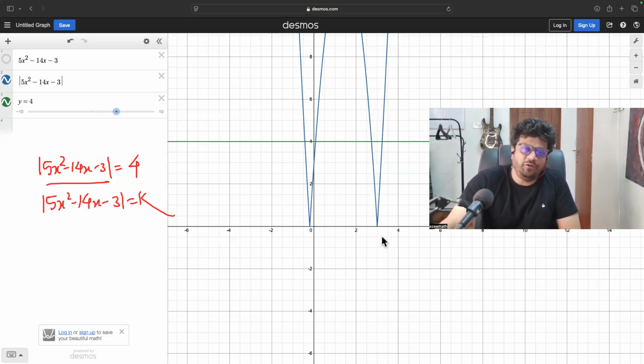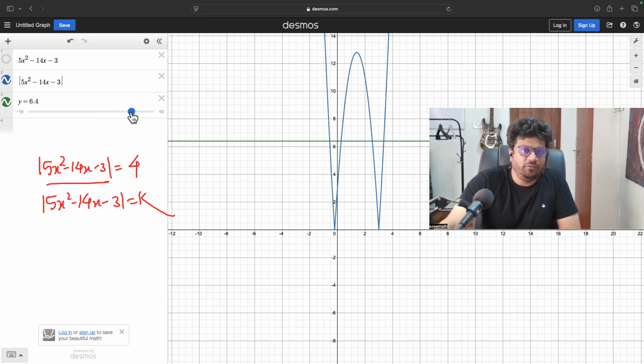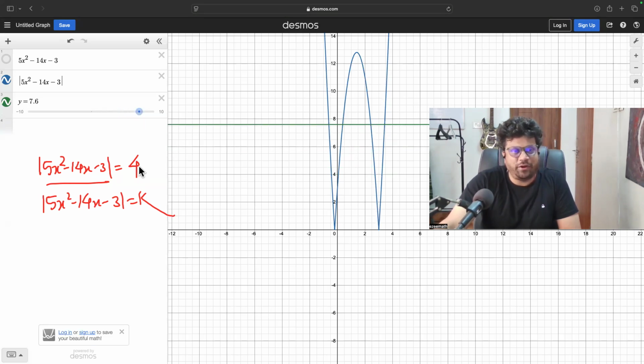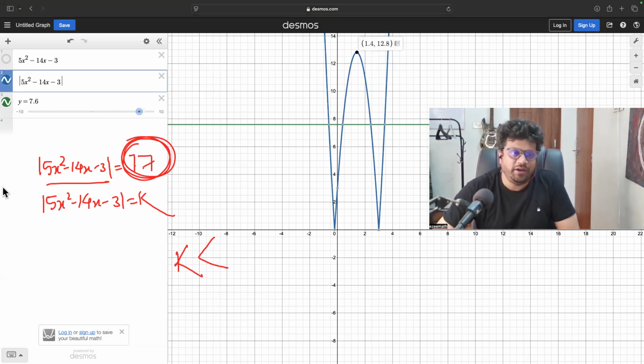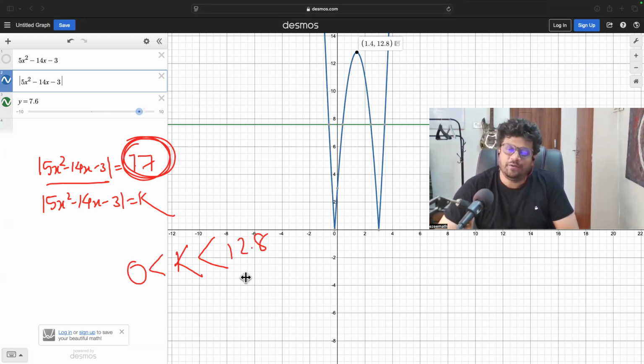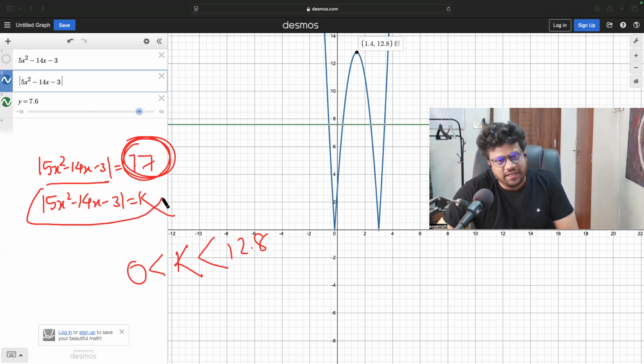Now you should have noticed the pattern. If I change this number 4 to 7.7, again you'll end up with four solutions. The point is, as long as these values are below the value of 12.8 and above 0, you will end up with four solutions to this.